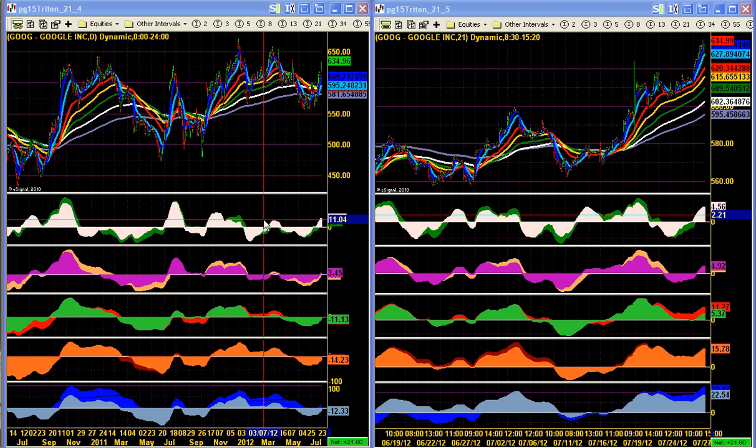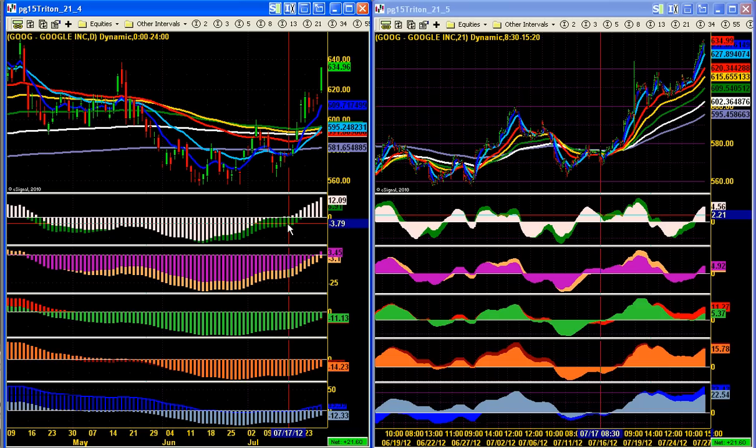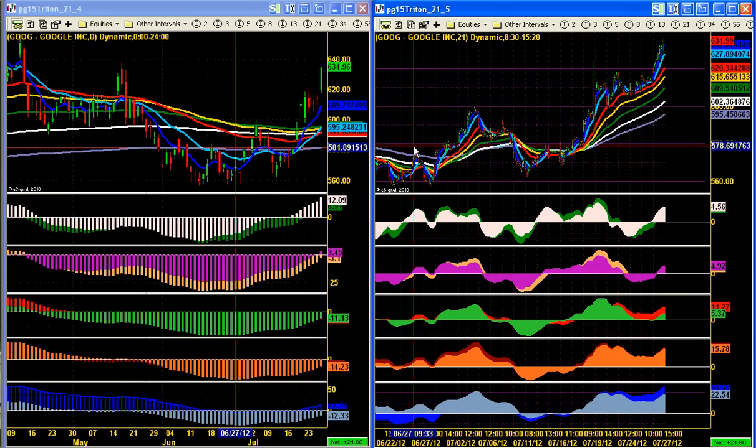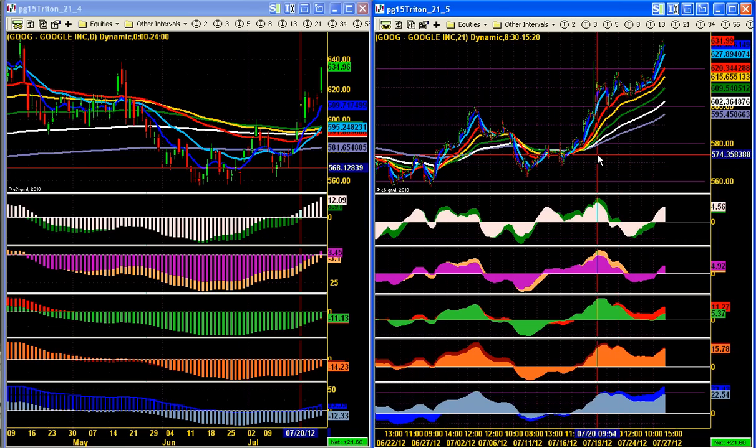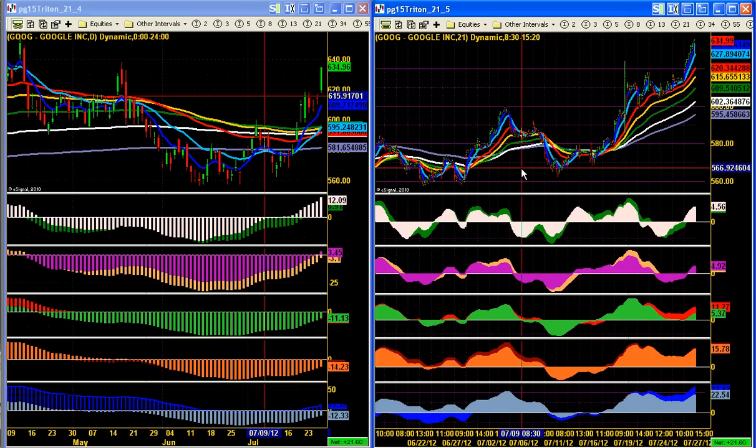Okay, looking at Google on the daily, T1 managed to get above zero on July 16th, and the 8 crossed the 21. They both crossed at 377, and then they started to approach the 55 exponential moving average. So that's been in place since Google at 581. It's now about $50 higher. You can see from the cursor, the right-hand chart is the 21-minute. The left-hand chart is the daily.